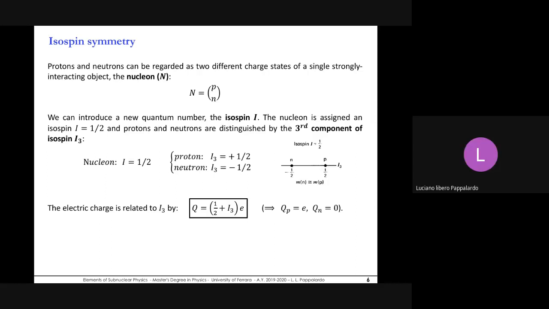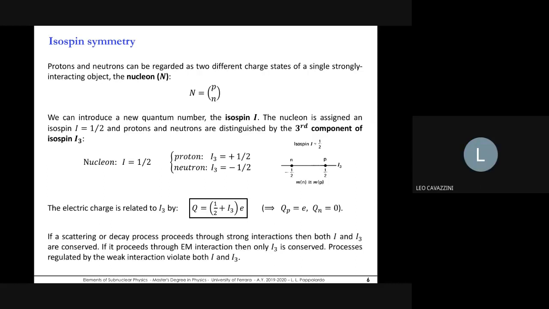Essentially it is like the spin. And in fact, the algebra of isospin and spin is the same. For the spin, you have overall spin 1/2, but then you have the z component, right? The component along x, along y, along z, and this is exactly the same. Okay.